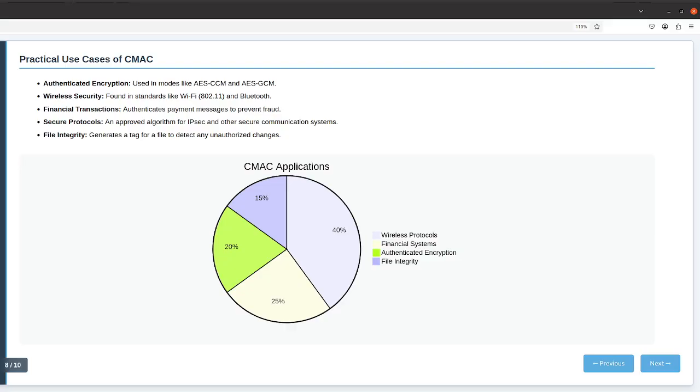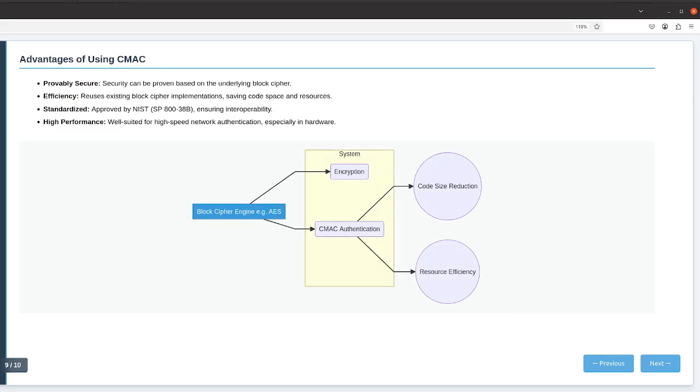Furthermore, you can find CMAC used in payment systems for authenticating transactions, in digital signatures, and for ensuring the integrity of stored files to detect any unauthorized modifications. Essentially, any application that needs to verify that data has not been altered and comes from a trusted source can benefit from using CMAC.